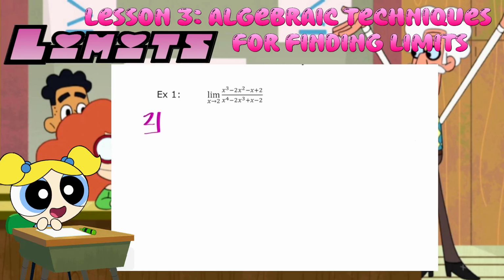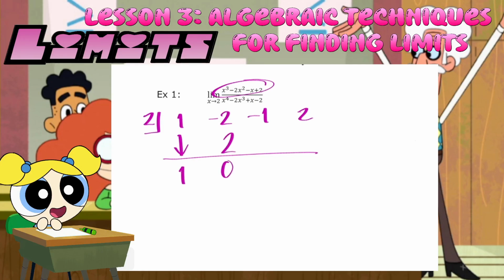excuse me, and I do synthetic division with 2, right? 1, negative 2, negative 1, and 2. Those numbers came, I'm just focusing on the numerator. I plugged in 2, I got 0. If I did synthetic division, 1 comes down, bottom times box, add straight down.